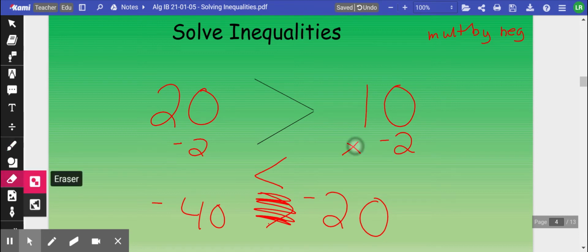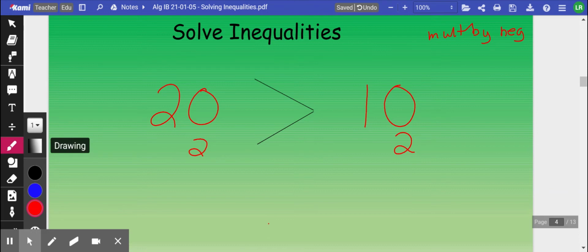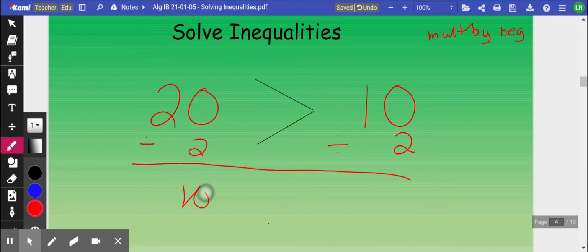Let's keep using the number 2. Erase. Okay, let's divide. Divide by 2. The left side, I'm going to get 10. The right side, I'm going to get, does it still work? 10 is greater than 5. What do you think is going to happen when I do this? I'm going to have to flip the sign because that's no longer true.